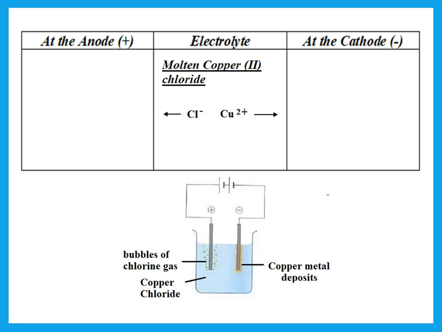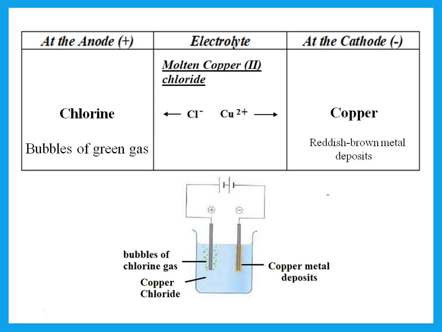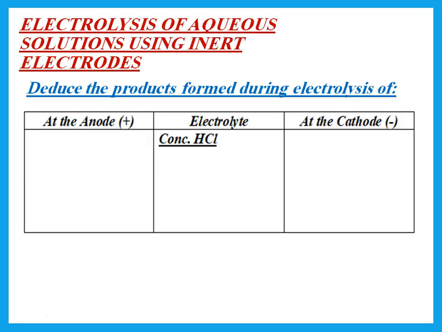What if we're doing molten copper 2 chloride? Again, molten copper 2 chloride means I have Cu2+ and Cl-. The Cl- goes to the anode and forms chlorine. What I see, or the observation, is bubbles of green gas. Please give him what he wants. Is it observation or name of product? Because this is the main mistake everyone makes. Cu2+ goes to the cathode. So if we say name the product at the cathode, it's copper. If we say what is observed, it's reddish brown metal.